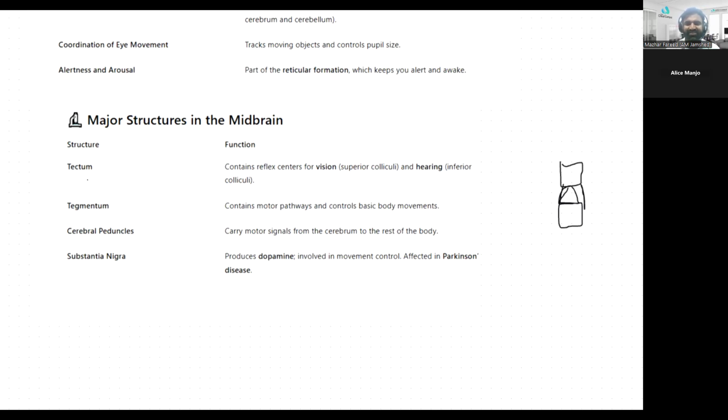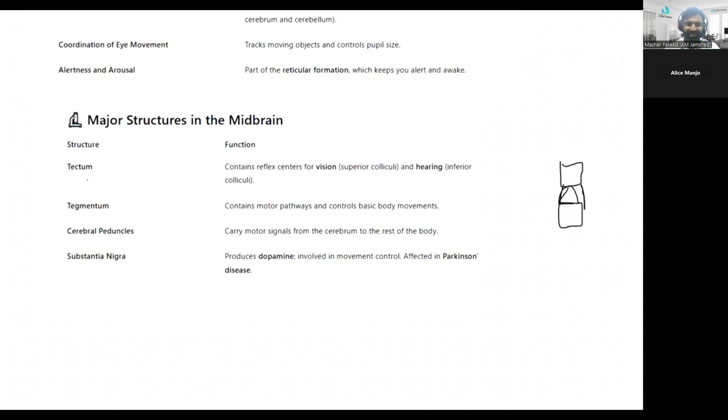It affects Parkinson's disease. Parkinson's disease is a disease in which motor neurons are diminished. So the substantia nigra is a part of the midbrain. It produces dopamine. See, dopamine helps to control Parkinson's disease. When there is a shortage of dopamine, motor neurons are diminished and a person becomes a Parkinson's patient. So dopamine is very important for Parkinson's disease patients.